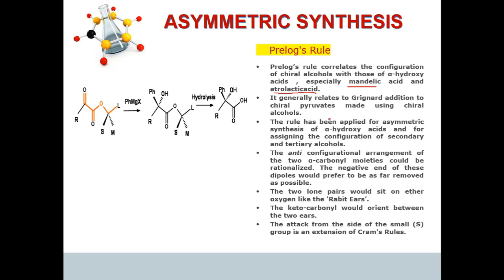It generally relates to the Grignard addition to chiral pyruvates. So this is our chiral pyruvate, and we perform a Grignard addition, and the rule has been applied for asymmetric synthesis of alpha hydroxy acids, and for assigning the configuration of a secondary or a tertiary alcohol.